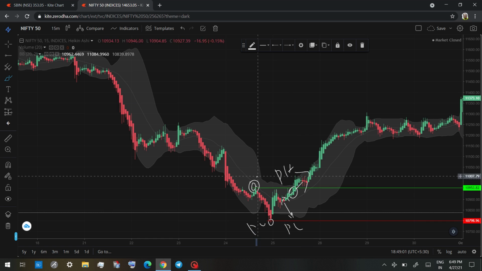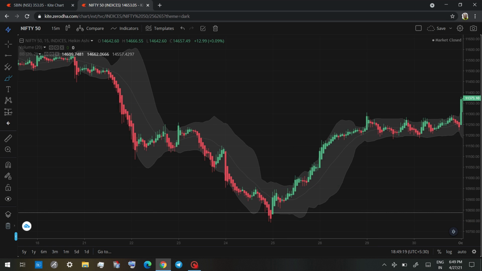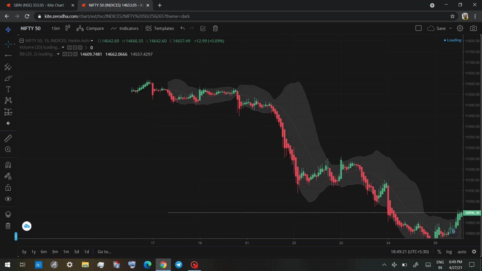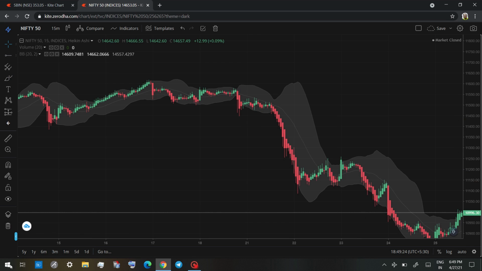This is the previous high. It breaks the previous high, but again retraces and consolidates around the median, and then a strong upward move. Just check here. This is the previous high. This is the previous lows.